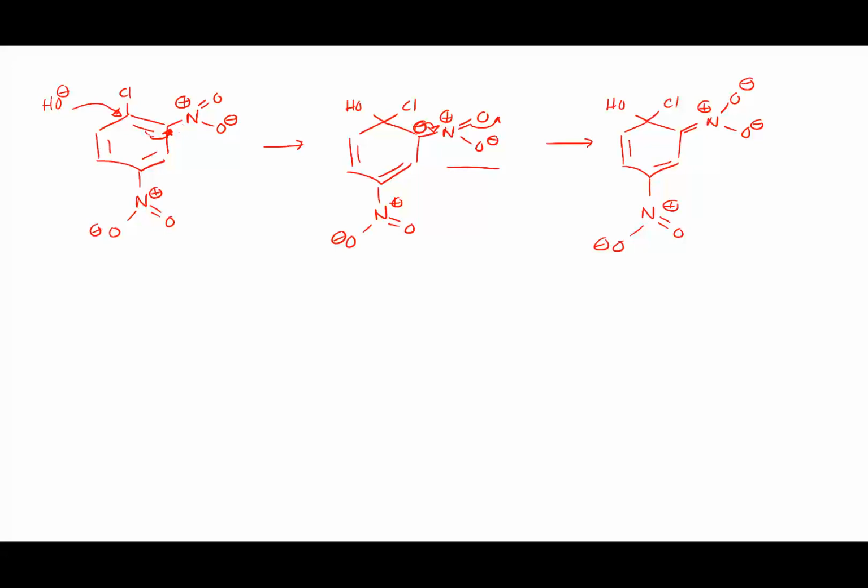Okay, try it again. This O minus is going to come here, and then this pair of electrons is going to go to that carbon. So in other words, having the nitro group ortho and para, let's show how the para would look. So now I've still got my OH and my Cl. I still have my NO2 group here, and now I'm going to have a double bond here, here, and I'm going to have a negative charge on this nitro.